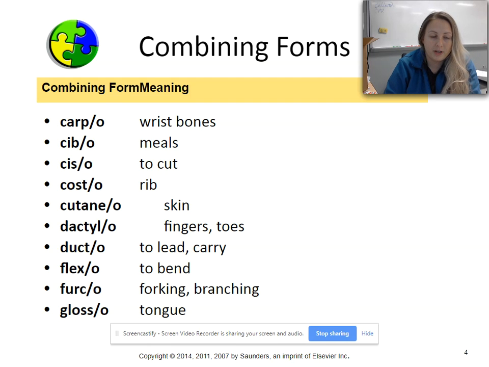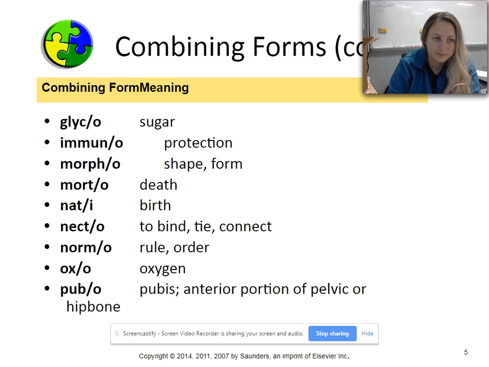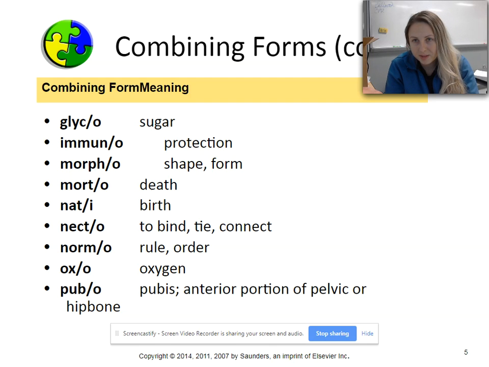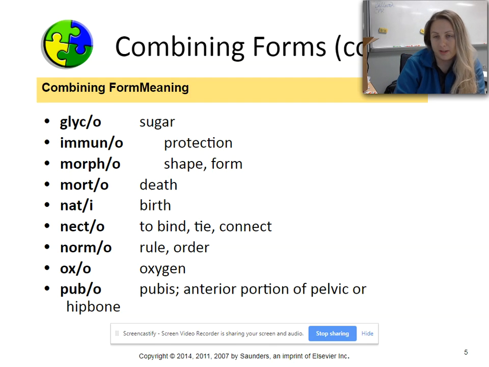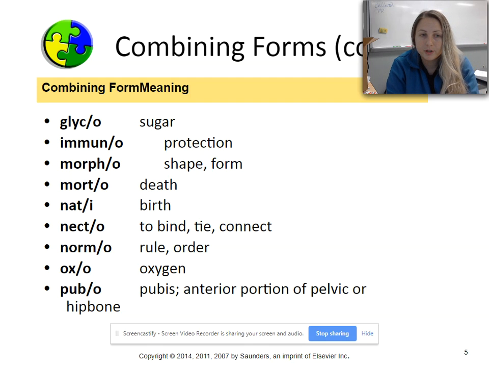Furco, this is forking or branching. Glosso, this is your tongue. Glossal. Glyco, this is sugar, like hypoglycemia, hyperglycemia. Immuno is protection. So immunology is the study of the immune system, which protects your body. Morpho is shape or form. If somebody morphs into something, like the Mighty Morphing Power Rangers, they change shape or form, or in that case, they change clothing. Morto, that's death. So if you are a mortal, that means that you can die. If you're an immortal, that means you can't die.